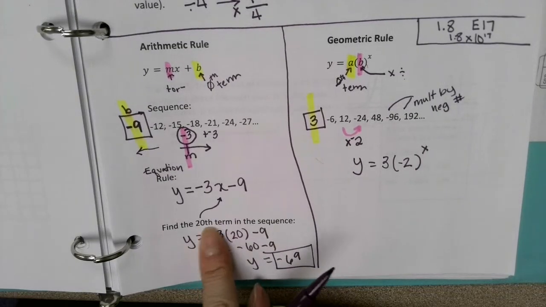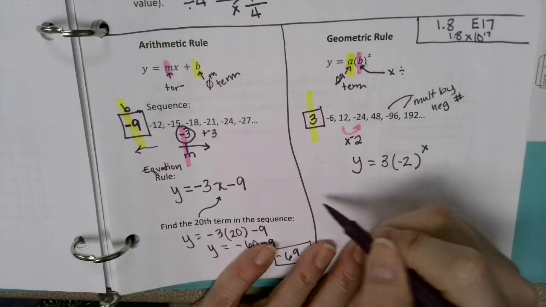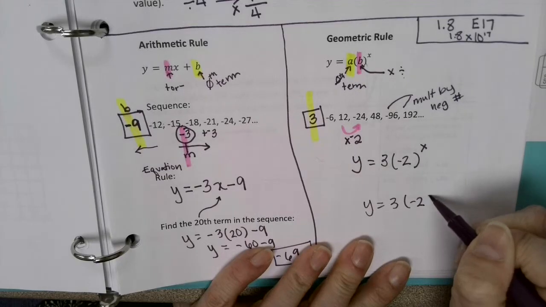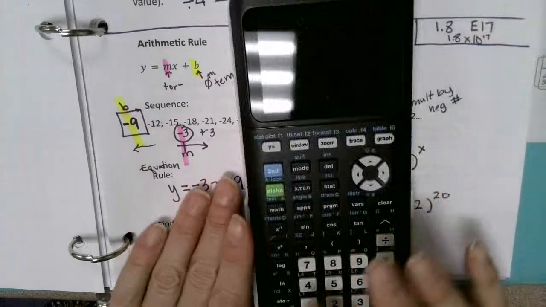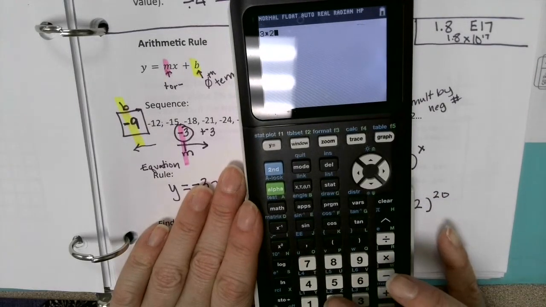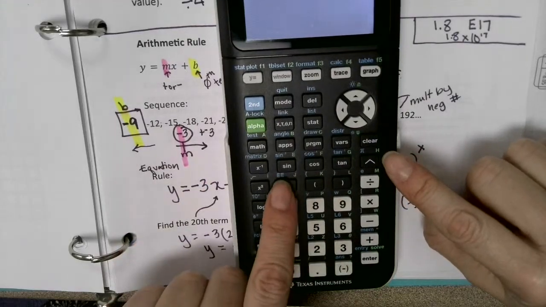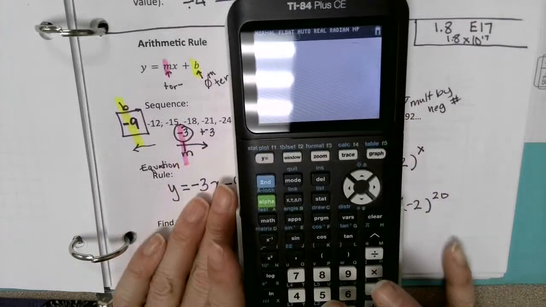When I want to find the 20th term, I'm going to do the same thing. I'm just going to plug in 20 where x is. So it becomes y equals 3 times negative 2 to the power of 20. That's not one I can do in my head so much, so I'm going to type that in. 3 times 2 to the power. Remember, you're looking for a key like this on the school calculators. It's kind of in this space over here. 20.